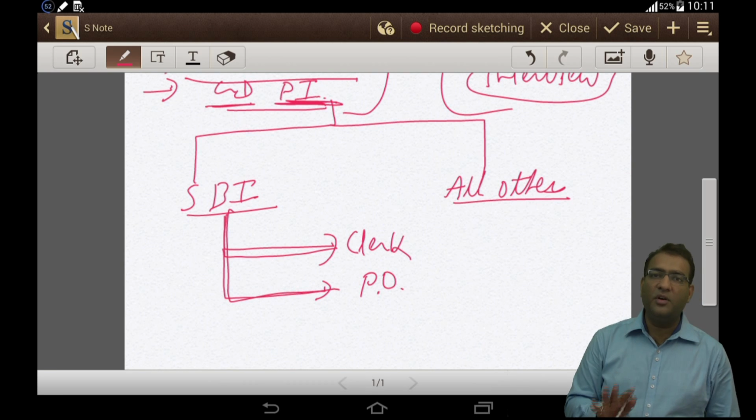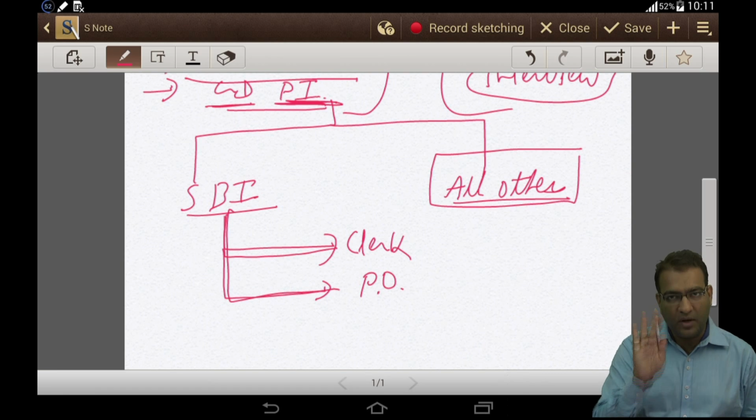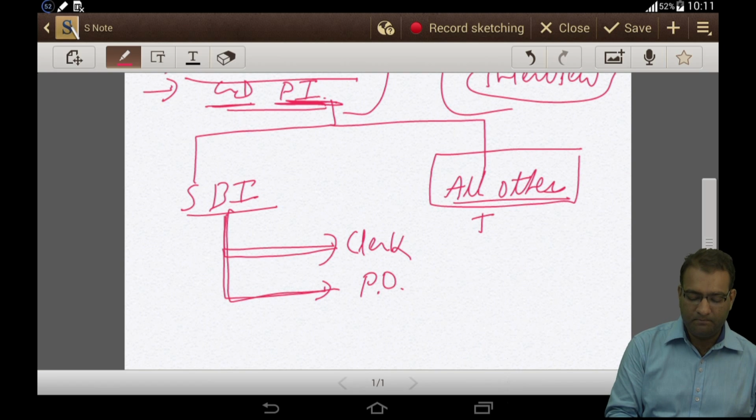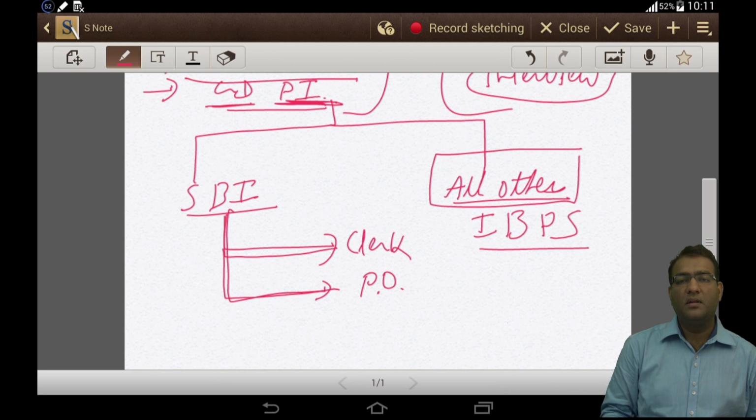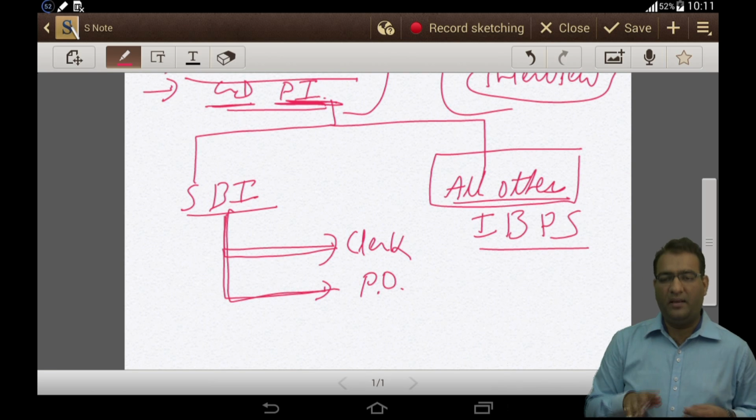But in the last five odd years, what has happened is that none of these banks take their own exam. All these banks have come together and given the contract to IBPS, the Institute of Banking and Personnel Selection. Now, let us understand, IBPS is not a bank.